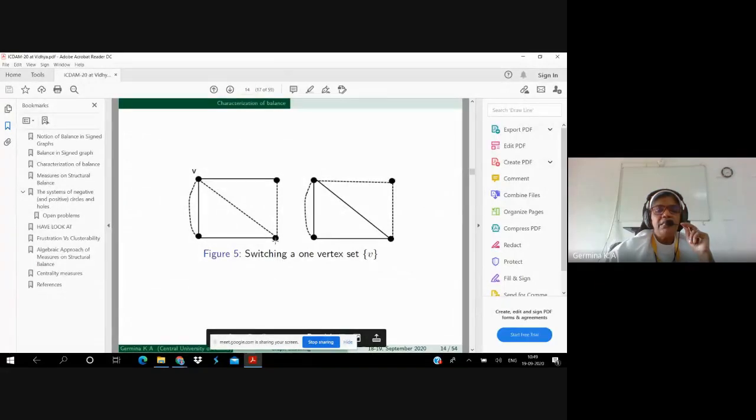Suppose I want to switch this graph with respect to this particular vertex v. I am taking this vertex. So this is the graph. This edge is incident to this vertex. In the switched graph, this will become negative. And this diagonal edge in the original signed graph is negative; I make it positive in the switched graph. Here it is positive, I make it negative. Here it is negative, I make it positive. So for this graph, this is the switched graph. This is switching with one vertex set, vertex v.